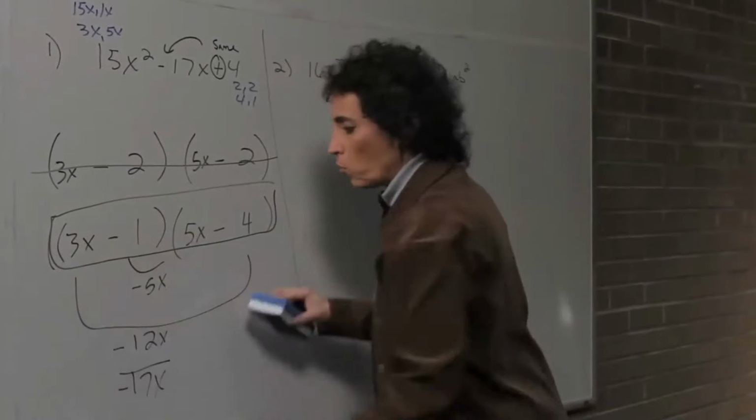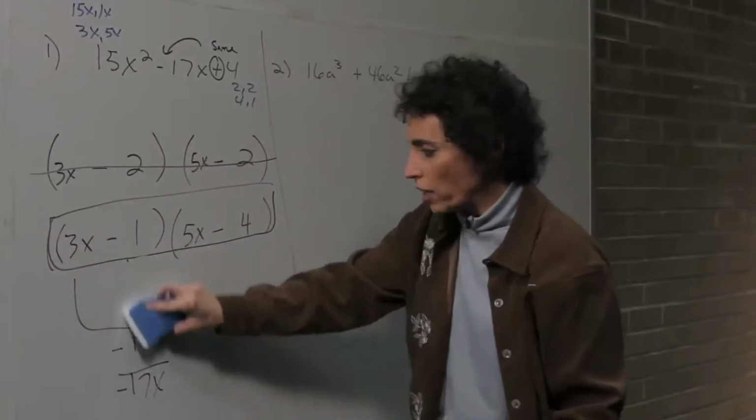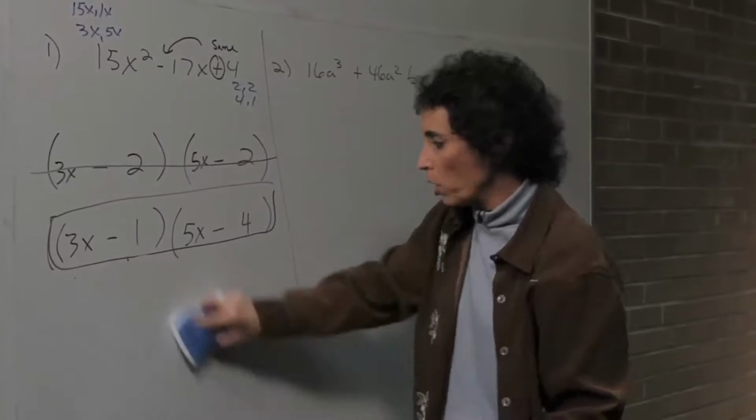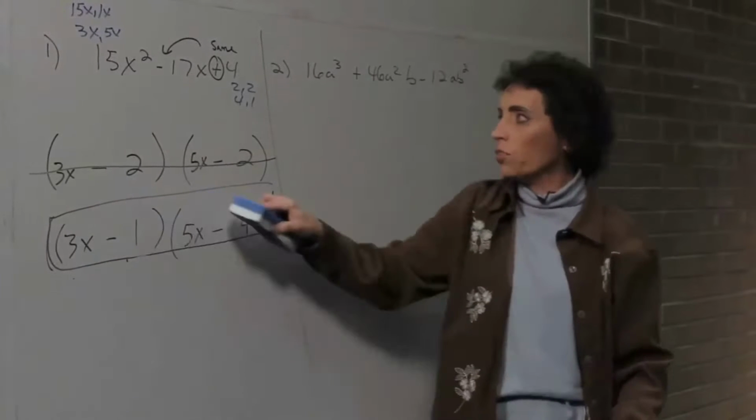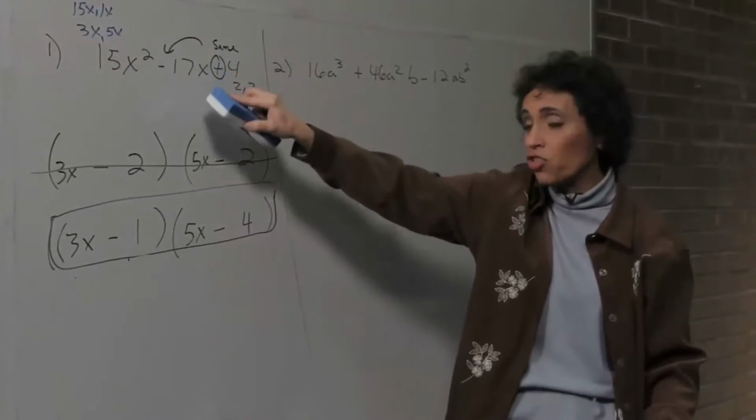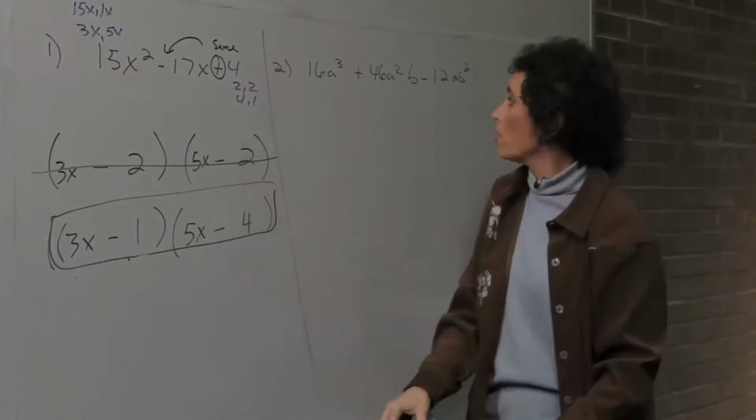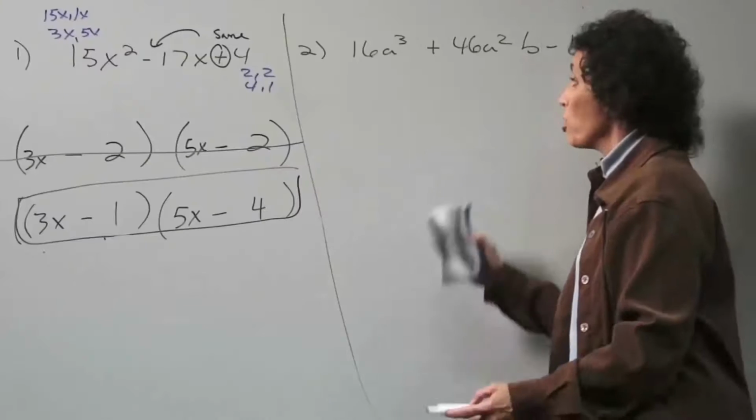We are done with that problem. This is just the check. This part right here is not part of your answer. This is your answer. This times this gets me back here. Remember how to check. Just multiply back. Okay? What do you think?